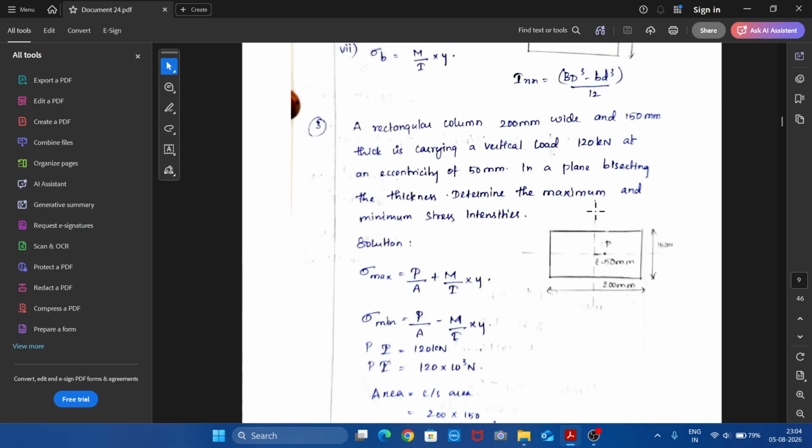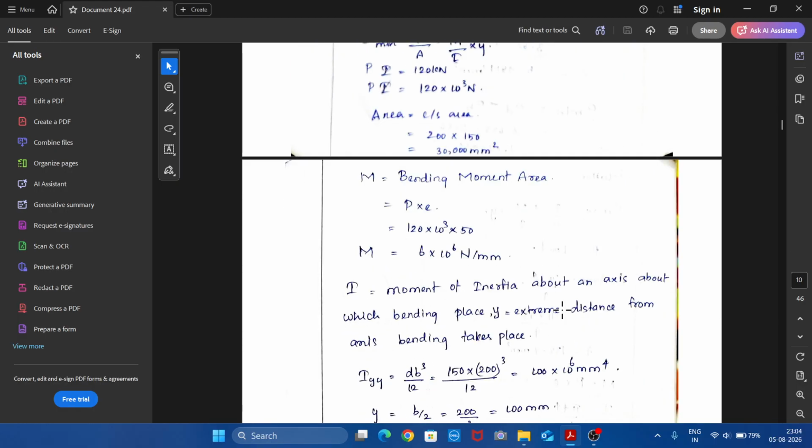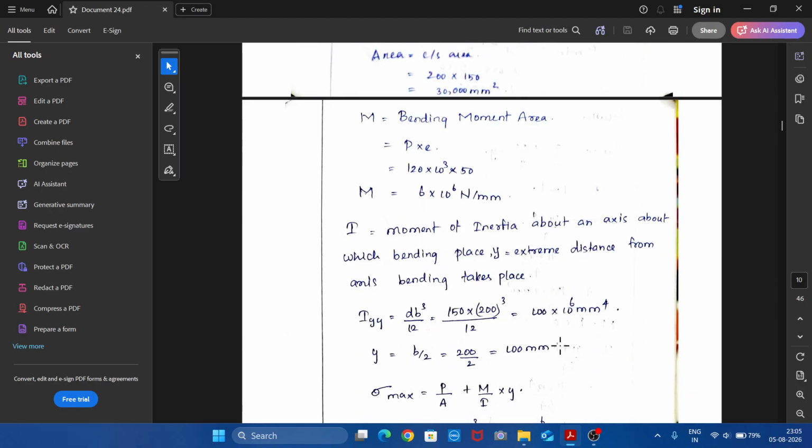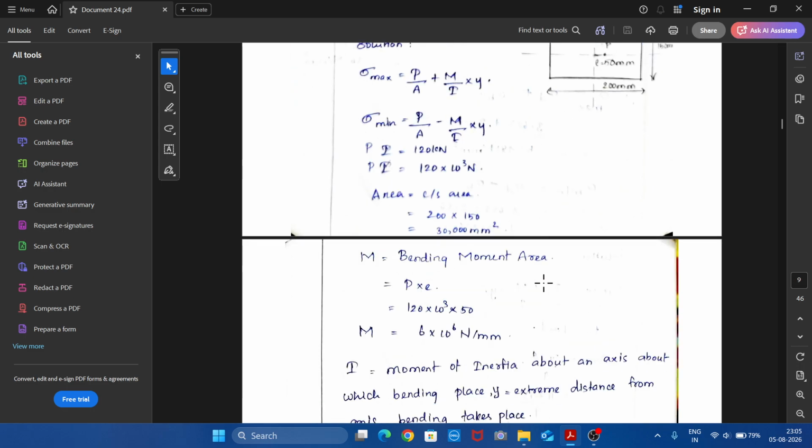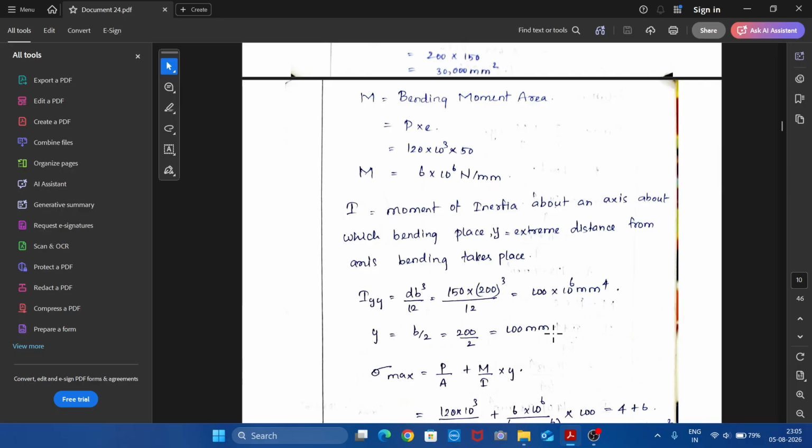Then I equal to moment of inertia. So bending takes place about the y-y axis. Therefore, Iyy needs to be taken. Iyy equal to db cube by 12. D is 150 and b is 200. So 150 into 200 cube by 12. Therefore, this is Iyy. y is the extreme fiber distance from the axis about which bending takes place. So the section bends about the y-y axis. So from the y-y axis to the extreme fiber, it will be equal to breadth divided by 2, b by 2. Therefore, 200 by 2, it will be 100 mm.